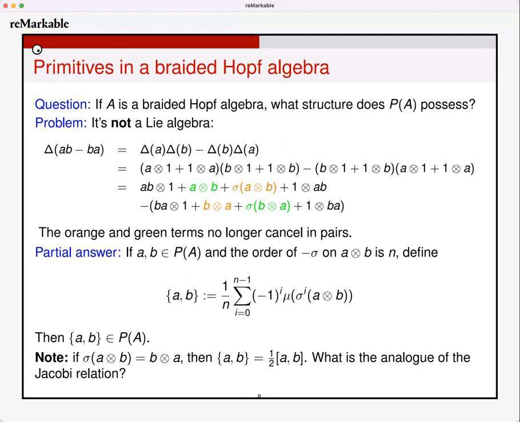All right, so finally, I want to get to the question that I probably should have gotten to a while ago, which is, can we play the same game as in the Milner-Moore theorem for braided Hopf algebras? So if A is a braided Hopf algebra, what structure do its primitives possess? And the problem is it's not a Lie algebra any longer.